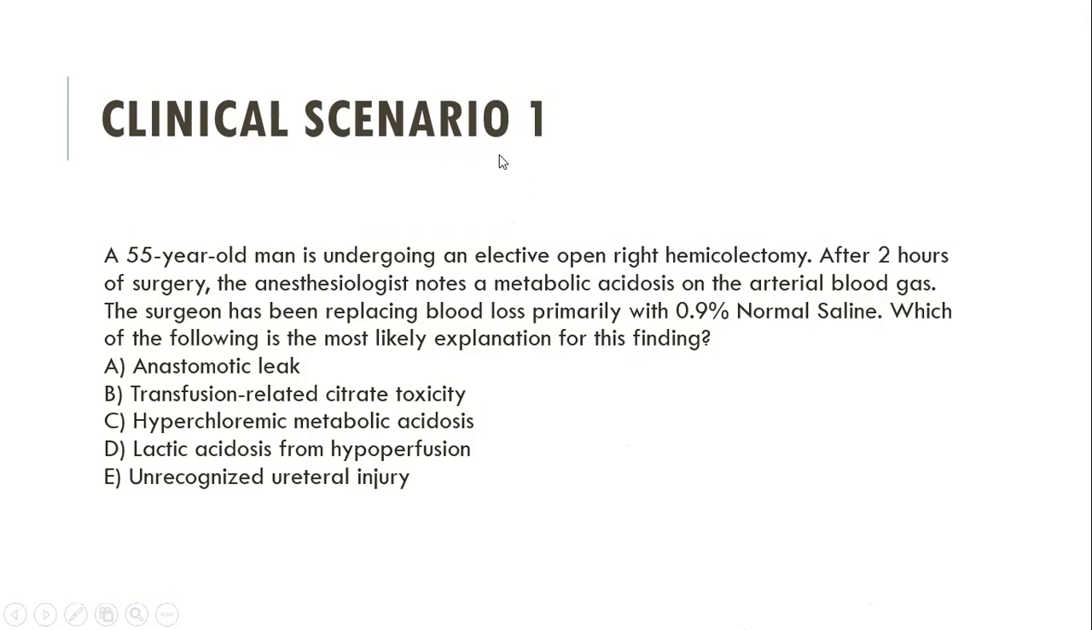So clinical scenario one basically is a 55-year-old male undergoing an elective open right hemicolectomy. After 2 hours of surgery, the anesthesiologist notes a metabolic acidosis on the arterial blood gas. The surgeon has been replacing blood loss primarily with 0.9% normal saline. Which of the following is the most likely explanation for this finding? So, how has metabolic acidosis developed in this patient who is receiving 0.9% normal saline? It is due to hyperchloremic metabolic acidosis.